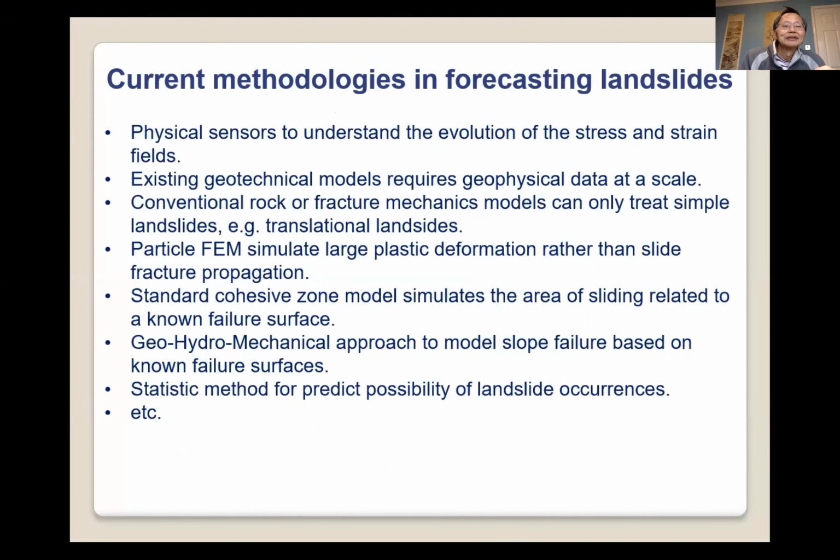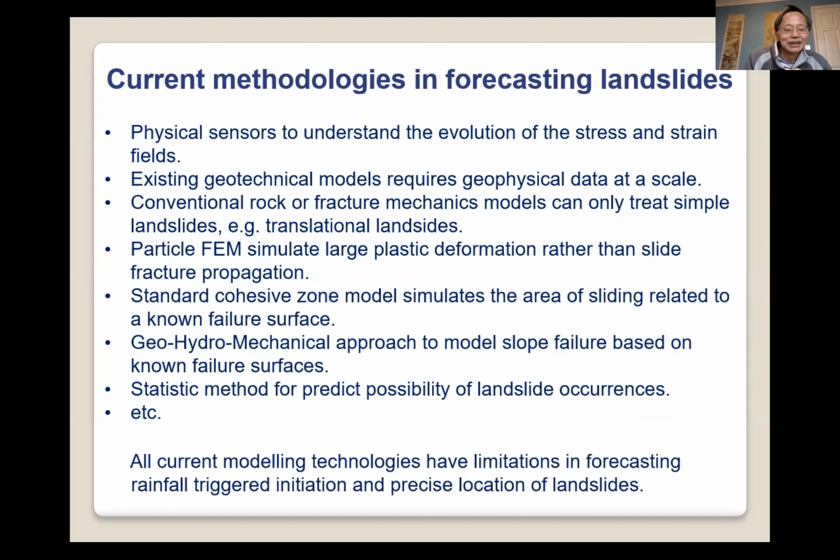There are many researchers working in this area. They have developed different approaches, which include physical sensors, like some colleagues at Chengdu University of Technology, and so on, using geotechnical models, conventional rock fracture mechanics models, general finite element stress analysis models, standard cohesive zone models, and hydrogeotechnical models. Another big branch is statistical models.